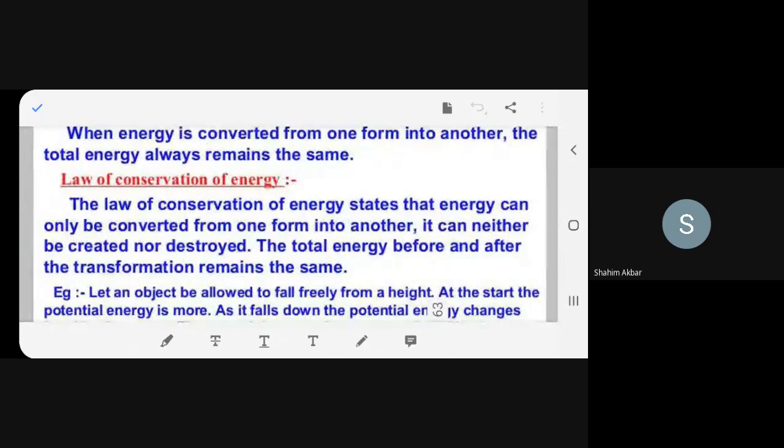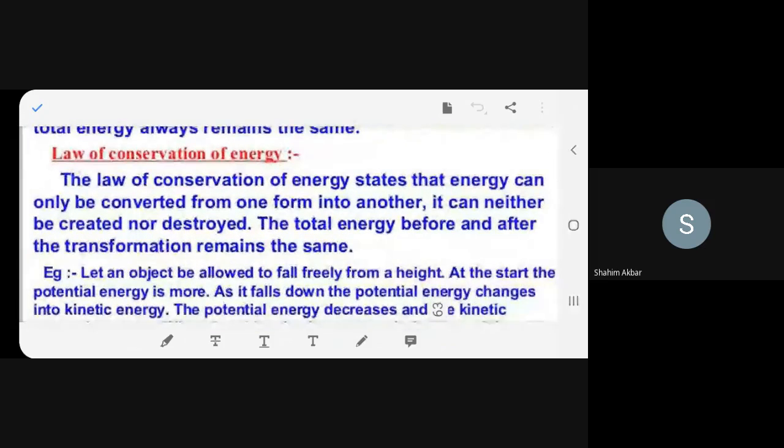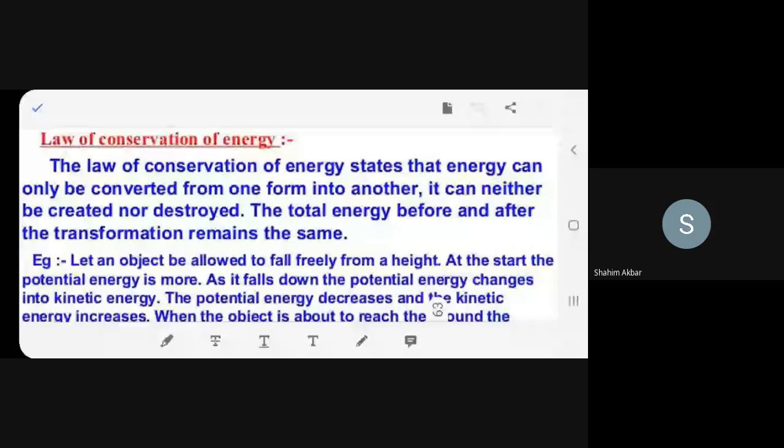Now, what does the law of conservation of energy state? Please, it is conservation, sorry. The law of conservation of energy states that energy can only be converted from one form into another. It can neither be created nor destroyed. The total energy before and after the transformation remains the same. So you agree? Okay.